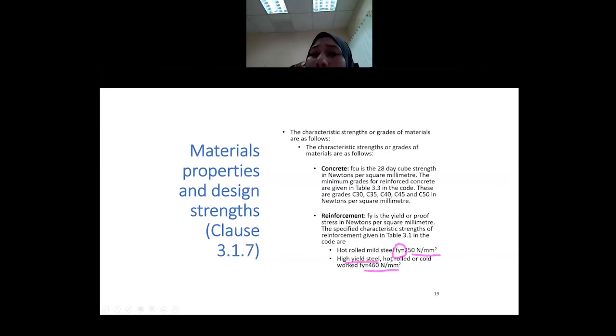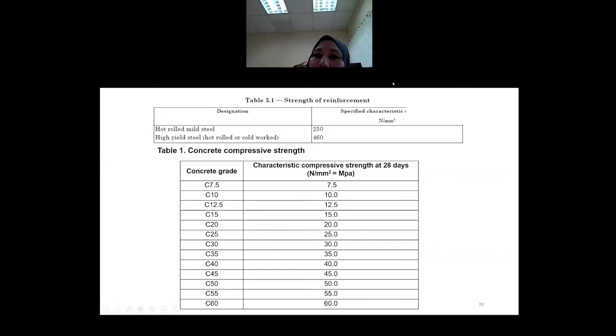Okay. But for concrete, so concrete 28 cube strength, kita ada C30, C35, C40, C45, C50 dan seterusnya. Okay, so C ni adalah dia punya concrete grade lah. Kita panggil C kat situ depan tu. So what does it mean by C30 and so on? So maksudnya, so this is in a simpler view. What does it mean by that?